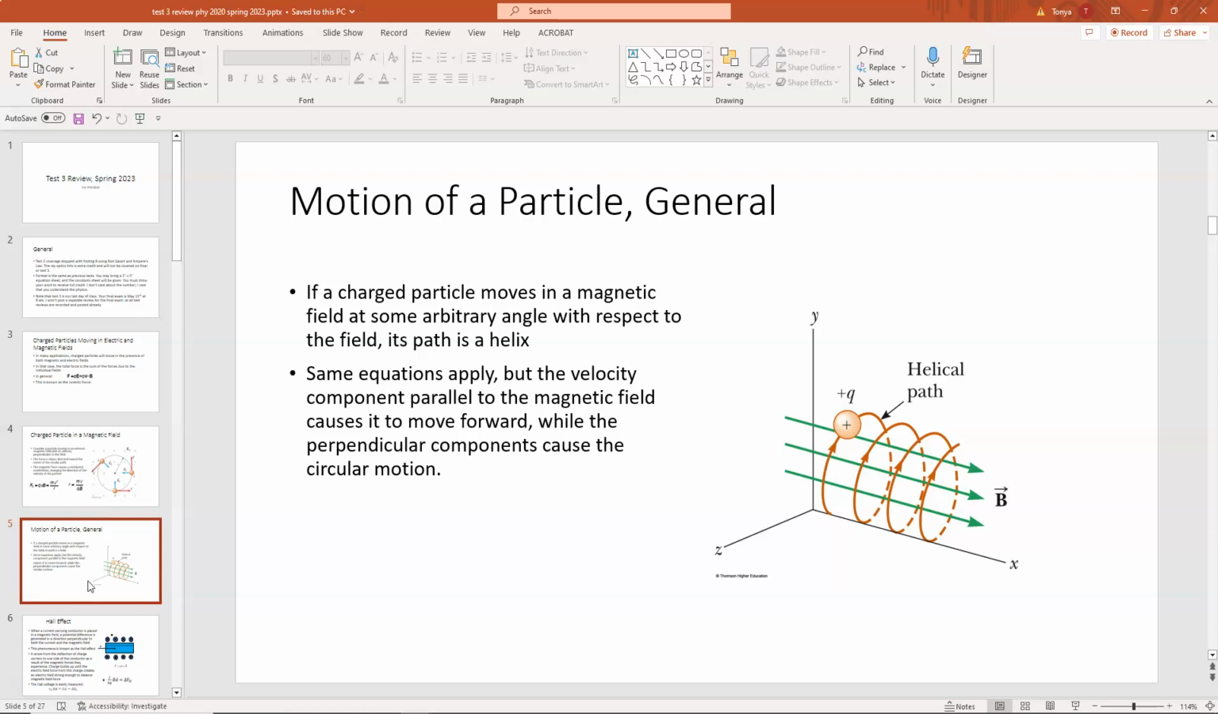And then the perpendicular components to the field caused it to make circles. And so that makes a helix, okay? So just remember all that. And we did some homework problems associated with helical motion in magnetic fields.